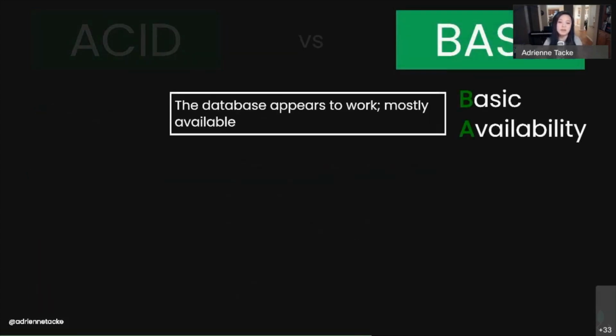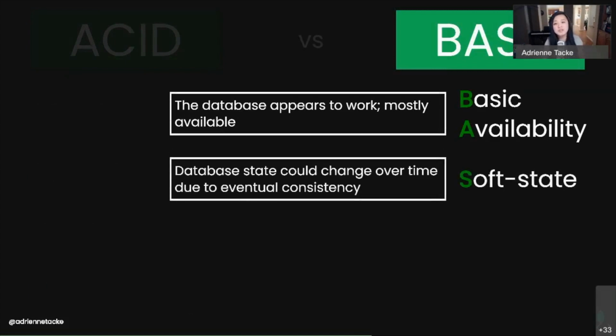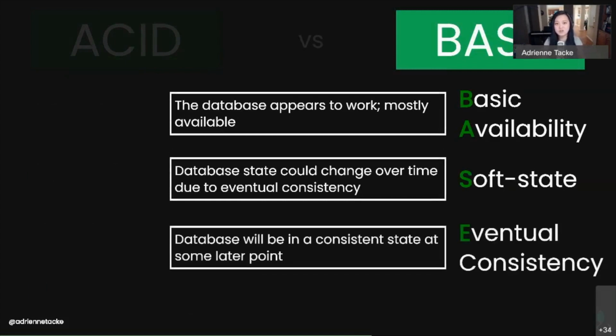Now, if we compare the BASE properties, BA, basic availability, means the database appears to work mostly. It's mostly available. It's mostly there. The S stands for soft state, which means that the database state could change over time due to eventual consistency, and also if there are no inputs happening at the moment. And E itself is eventual consistency. So the database will be consistent at some later point. So knowing all of this, you can already see that these are much looser properties. They're not as rigid as ACID.